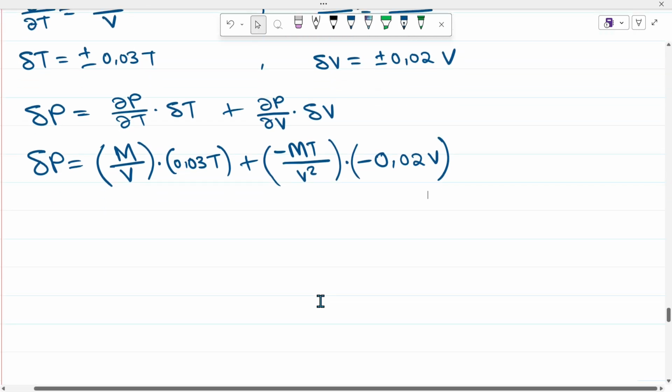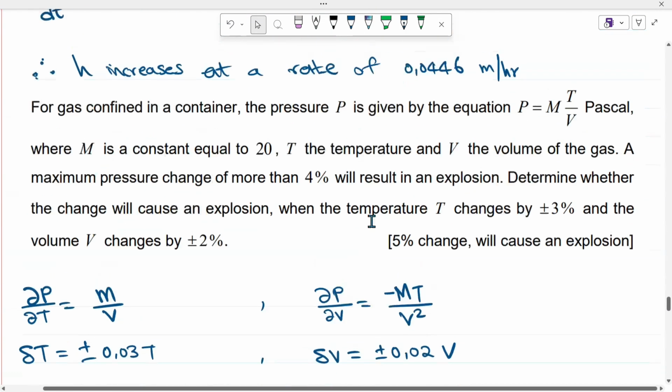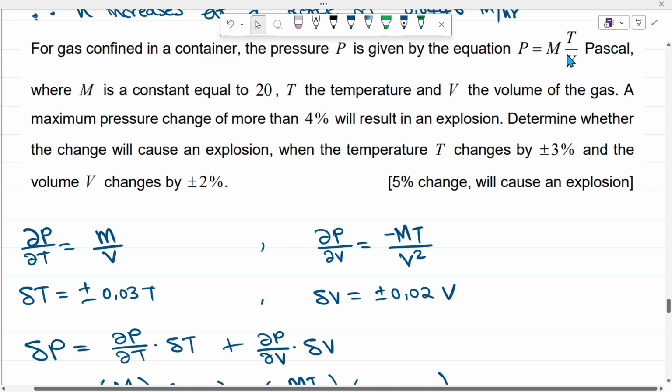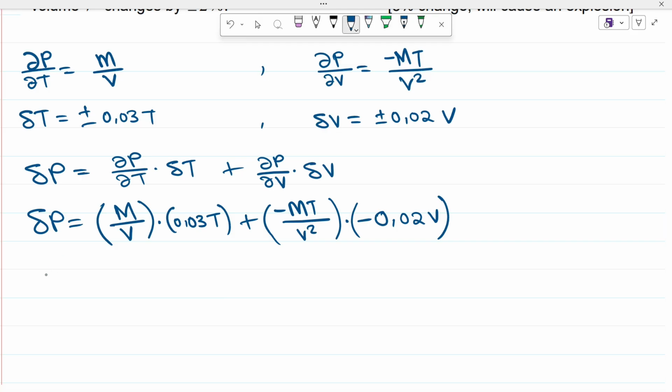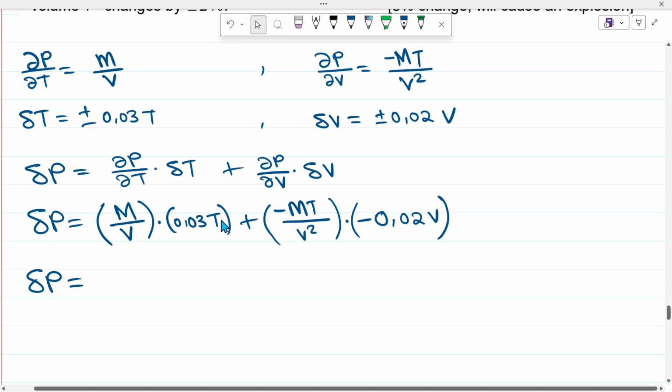So now what we need to do is take, since p equals mt over v, mt over v as our common factor here. So we should take it out as our common factor. To be able to do that, we have to first multiply here. So we're going to multiply this t by that.